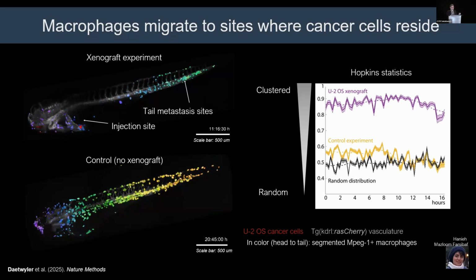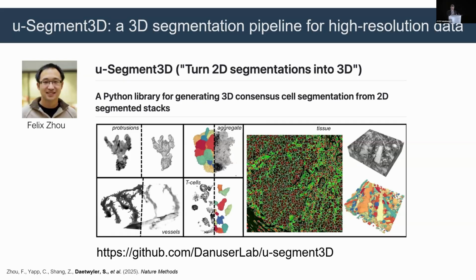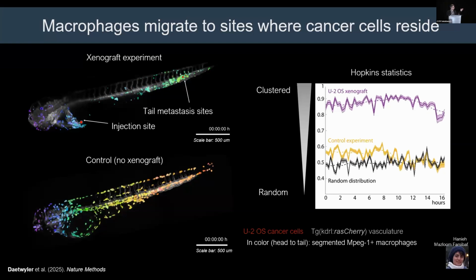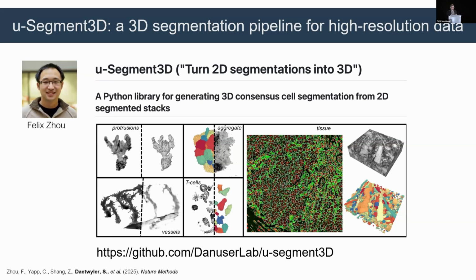For the high resolution imaging, what was not possible with this low resolution data was using just watershed thresholding or segmentation to image these dynamic shapes of macrophages. So we leveraged a tool developed in the Danuser lab by Felix Chow, where we can segment more easily in 3D. You see here some examples of that segmentation in complicated environments such as vasculature, T cells, aggregates, or tissue.